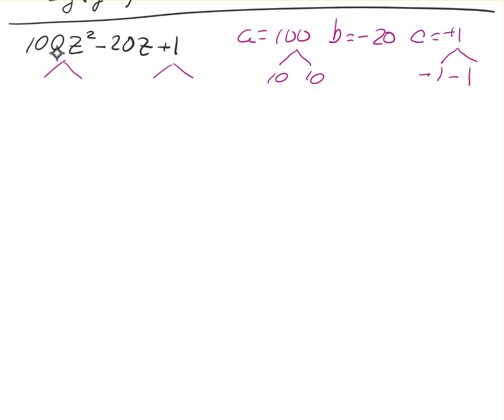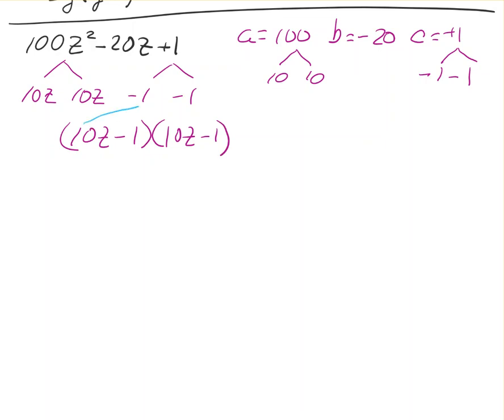So it looks like we might be onto something, so let's give it a try. I want two things that multiply together as a perfect square that give me 100z squared. So that's going to be 10z along with another 10z. And over here it's going to be a negative 1 and a negative 1. So we have 10z minus 1 and 10z minus 1. And when you multiply the farthest two away along with the two closest together, you do get that negative 20. So let's write the final answer as 10z minus 1 squared.